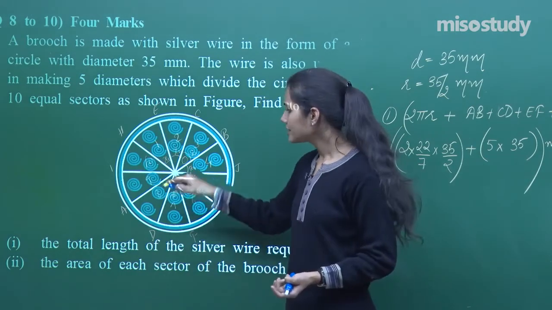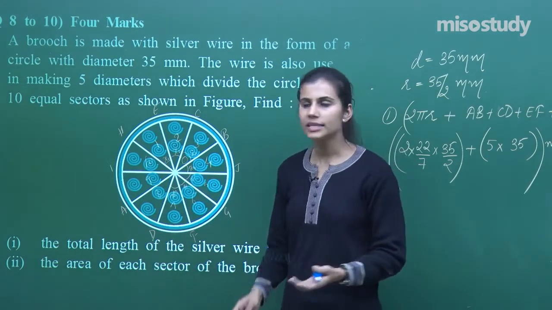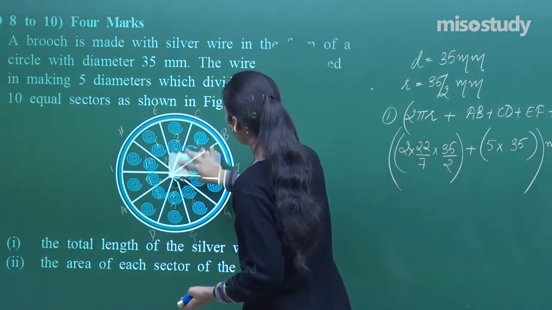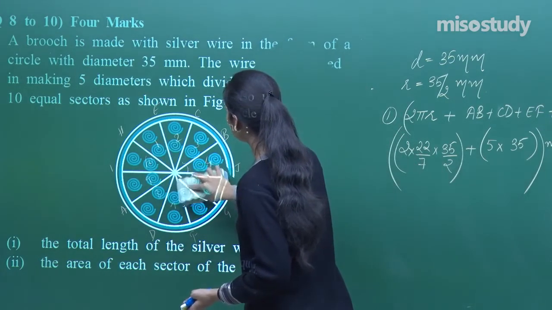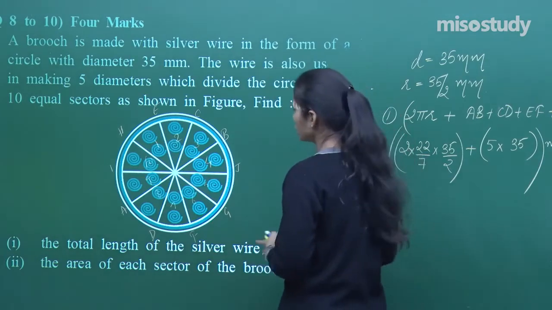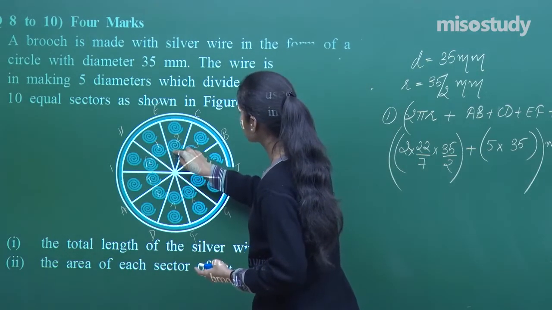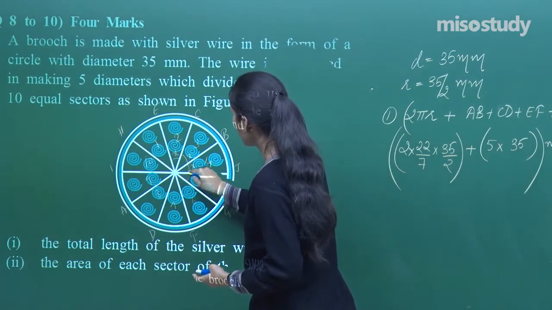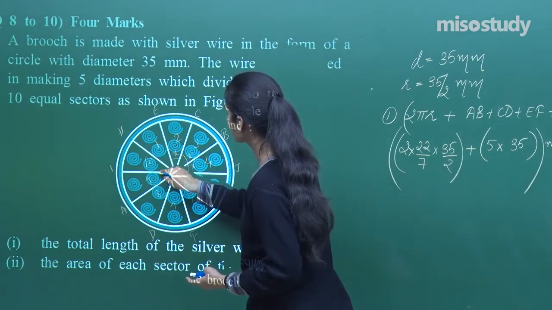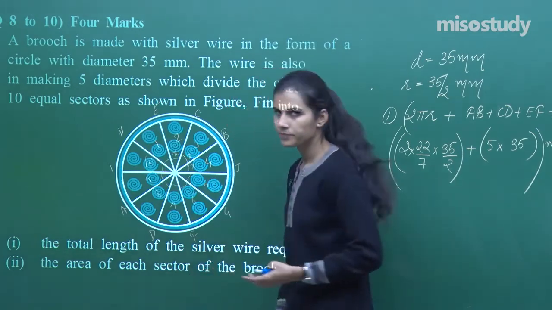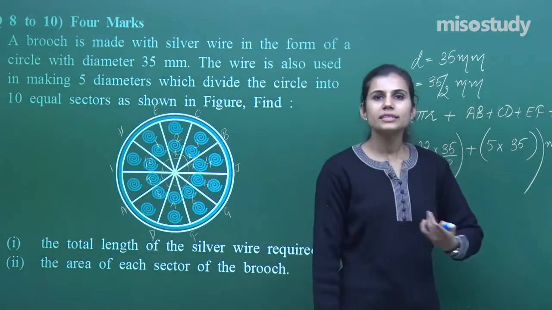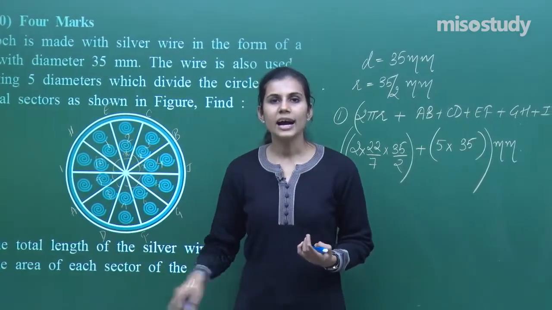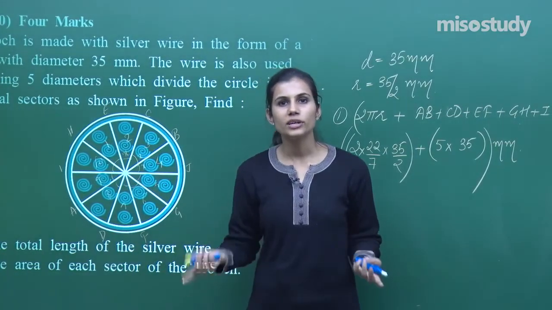But actually all these angles are going to be the same because they are equal sectors. So the angles are going to be equal. So actually they all will be equal to x only. So if this is x, then here also it is x, here also it is x, and so on. So if I add x with itself 10 times, basically when I add the angles of all the sectors, I get 360 because angle at a point is 360.